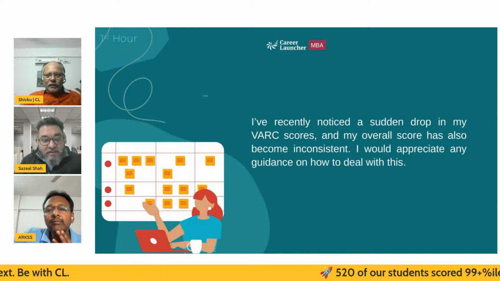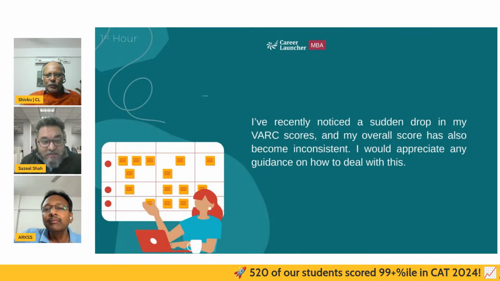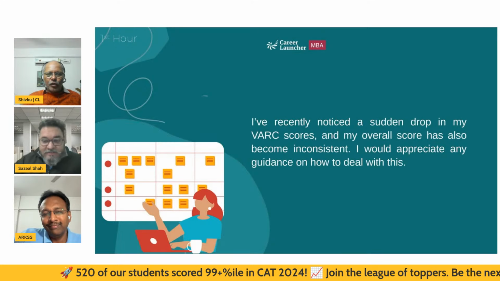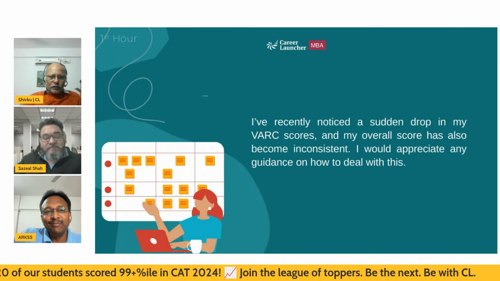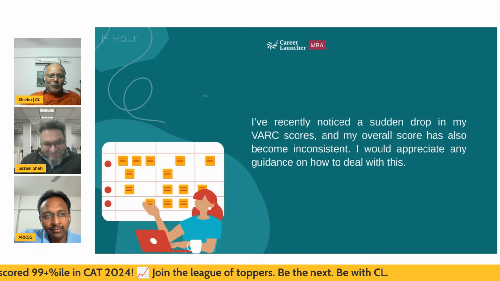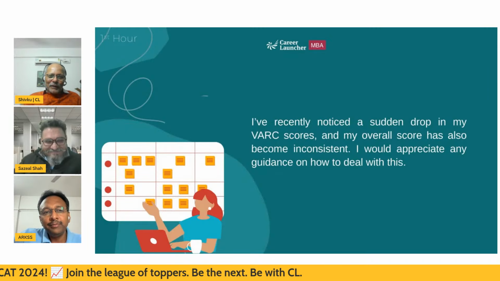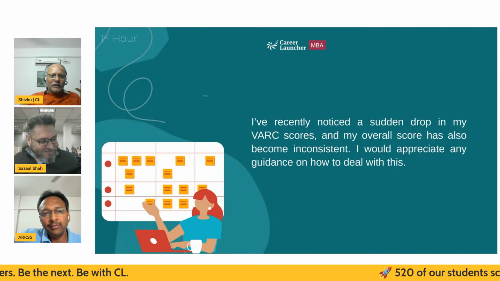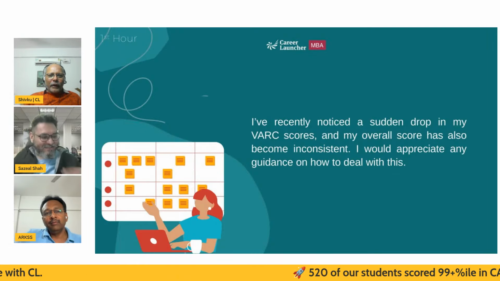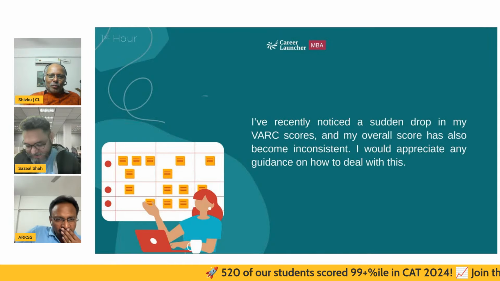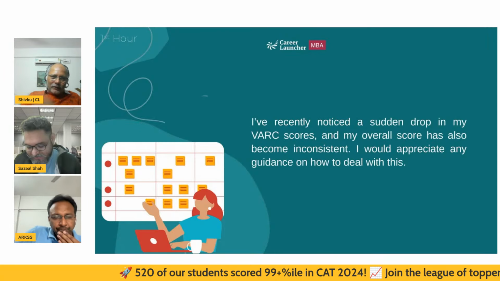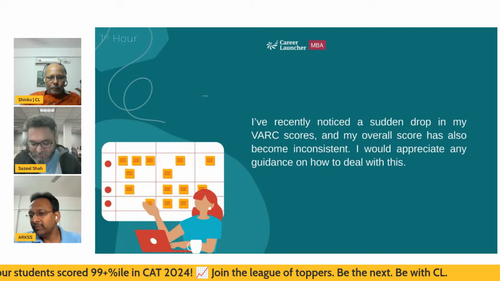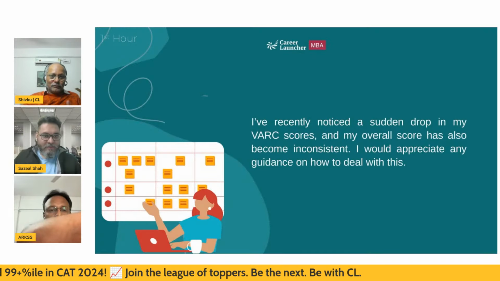Recently noticed a sudden drop in my VRC scores, and my overall scores have also become inconsistent. I would appreciate any guidance on how to deal with it. Skip 1 or 2 mocks. जब तुमको टेस्ट लेने का itch होता है, just leave it, right? I mean, I would suggest that just pick sectional test and do it, because it is pointless trying to outmaneuver downhill, right? Sometimes it's important to break that break, right?